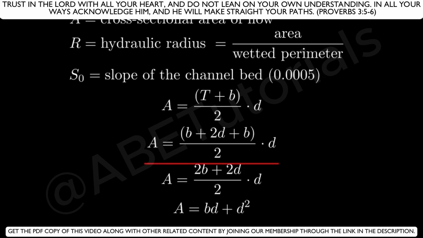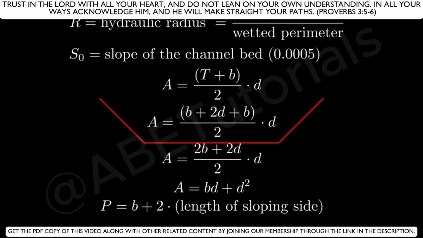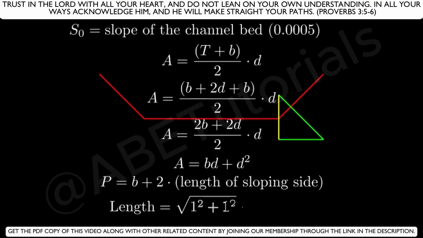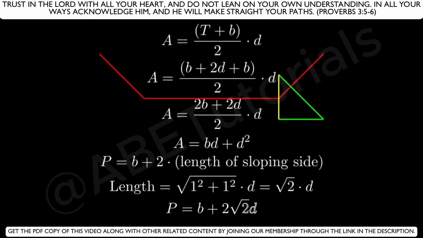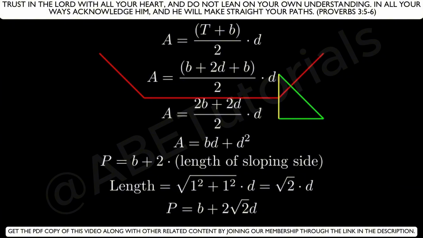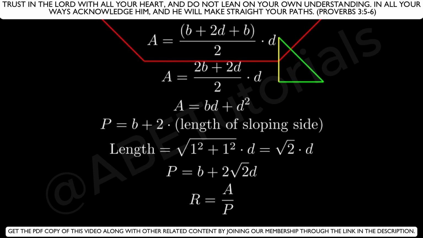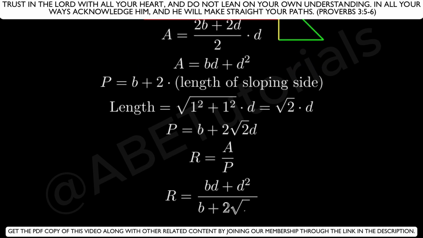The wetted perimeter P is the sum of the bottom width b and the 2 sloping sides. For a 1:1 slope, each sloping side has a length of square root of 2 times d using the Pythagorean theorem. So, P equals b plus 2 times square root of 2 times d. Now, we can express the hydraulic radius R. R equals the area divided by the wetted perimeter. Substituting our expressions for A and P, we get R equals (bd plus d squared) divided by (b plus 2 times square root of 2 times d).